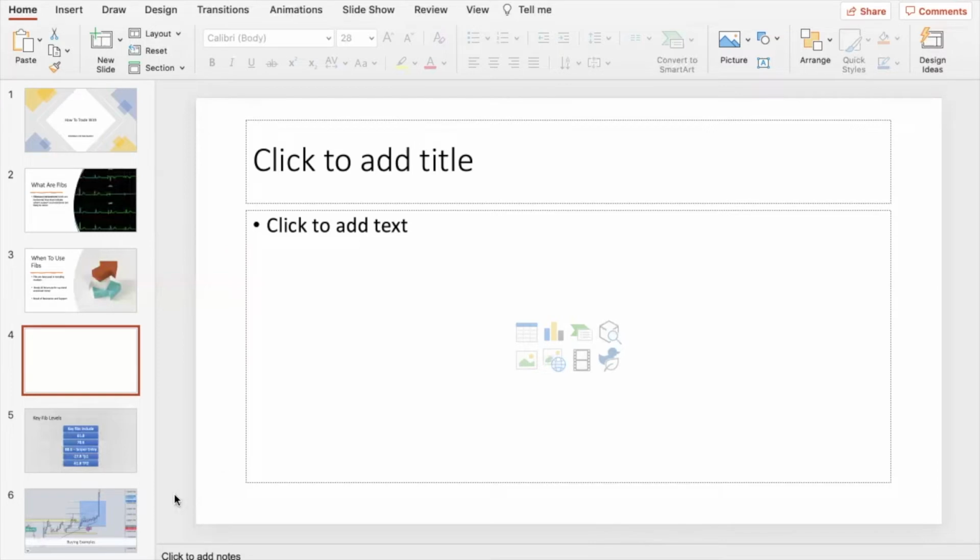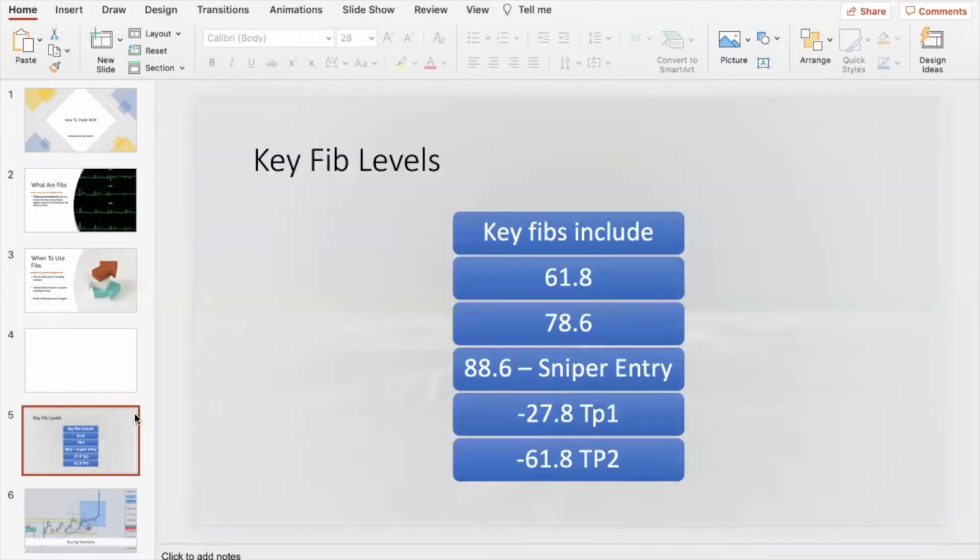All right, so now let's talk about the key fib levels. So here are my personal key fib levels. Everyone has their own, but these are the levels that really work for me and give me the best results. So my key fib levels include the 61.8, 78.6, and 88.6, which are my sniper entries.